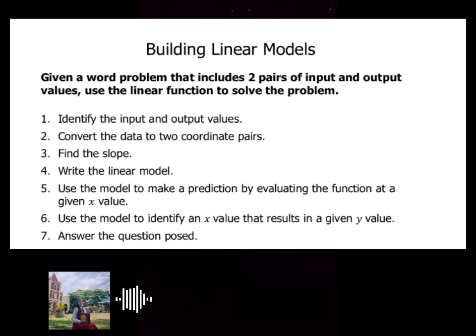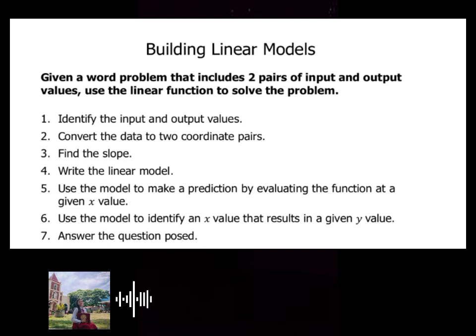Sixth, use the model to identify an x value that results in a given y value. To identify the x value that results in a given y value, substitute the given y value into the linear model and solve for x. This gives the input value that results in a given output value.